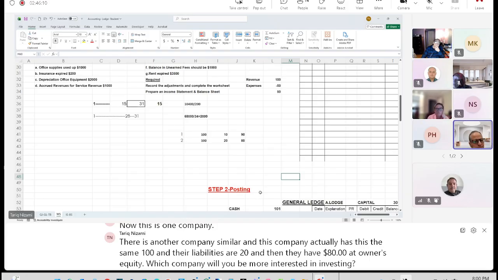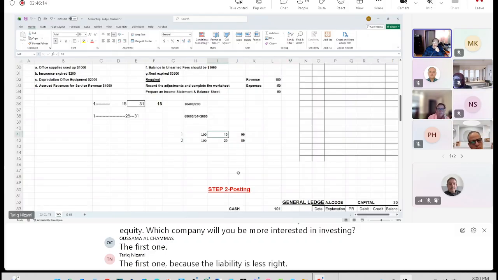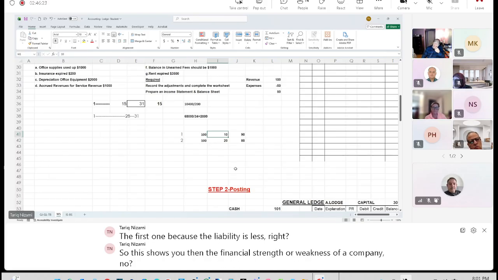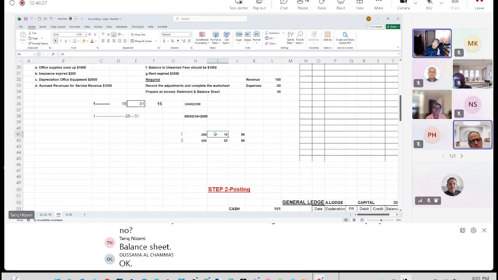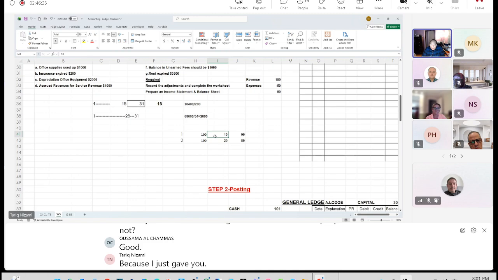The first one, because the liability is less, right? Yeah. So this shows you the financial strength or weakness of a company, no? The balance sheet shows you the financial strength or weakness of a company, correct or not? Correct. It's because I just gave you a very basic example.